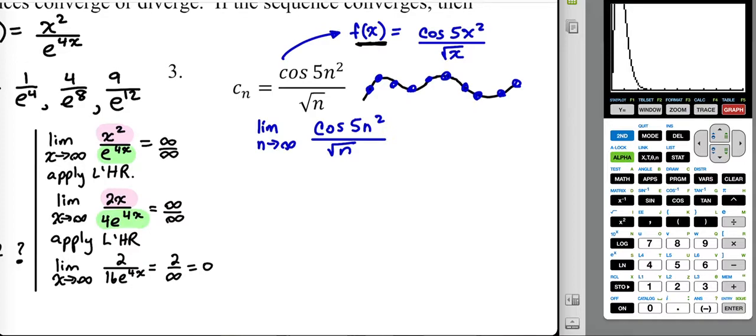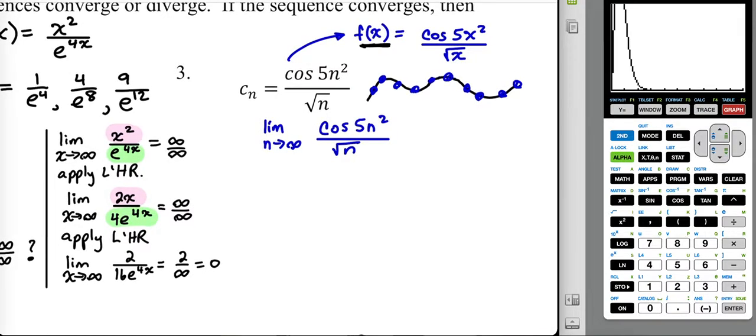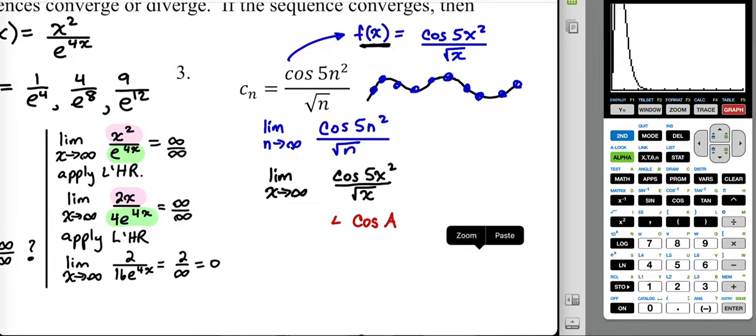All right. So instead of finding the limit as n approaches infinity, we'll find the limit as x approaches infinity of cosine 5x squared over the square root of x. Still, we need to know how to find the limit of this. Now, you might remember a nice relation from way back when, and that is that some cosine function with an unknown argument always exists between -1 and 1.